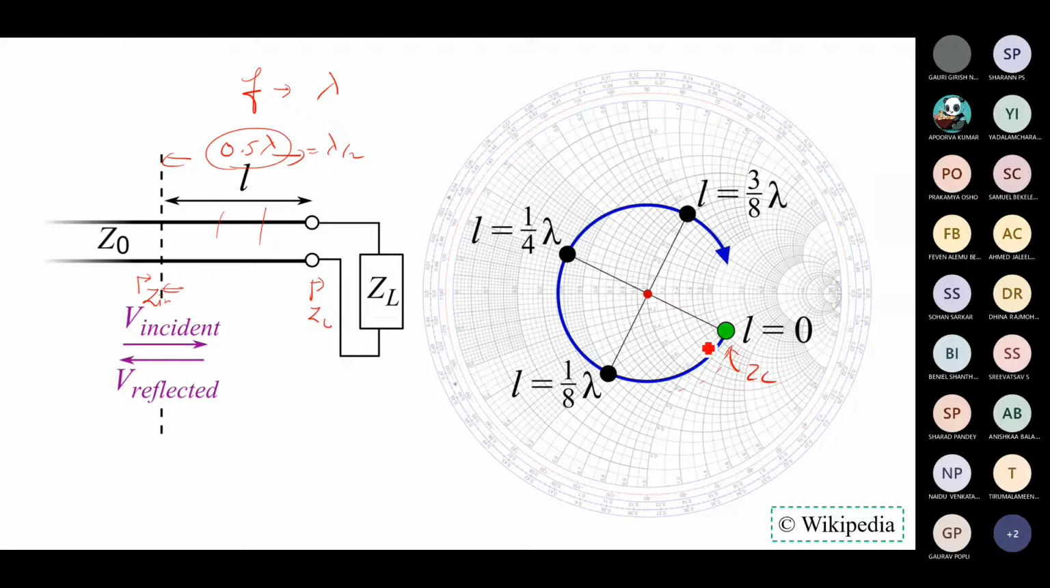So you can move around lambda by 2. Lambda by 2 is the one full length. So lambda by 4, lambda by 8, like that we can easily move around. And whichever point you are looking at, this is nothing but the input impedance at the length L. We can easily calculate.